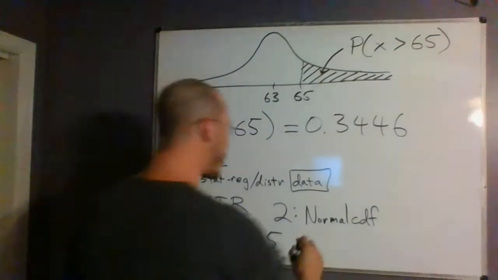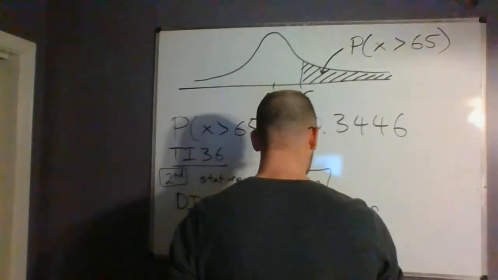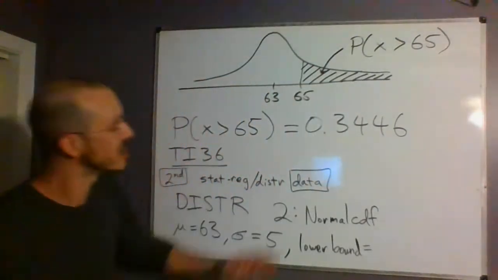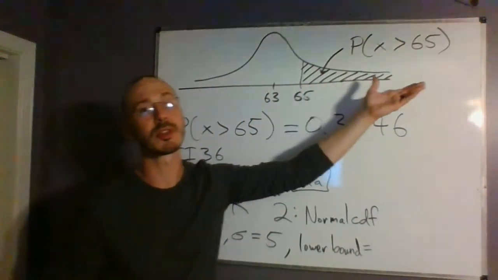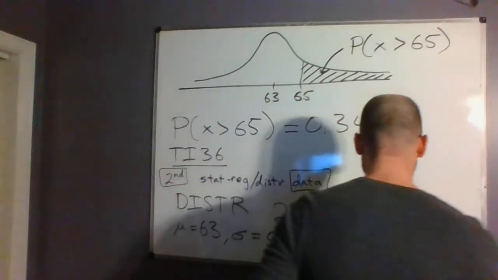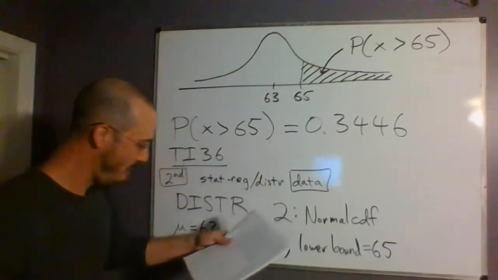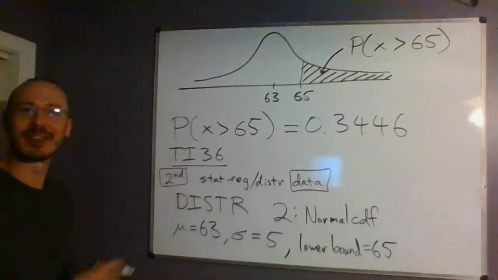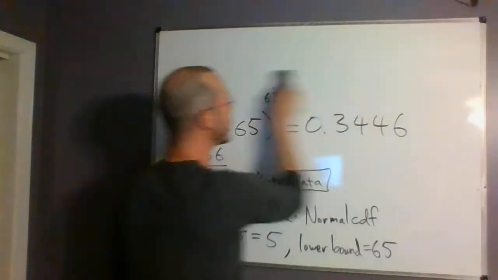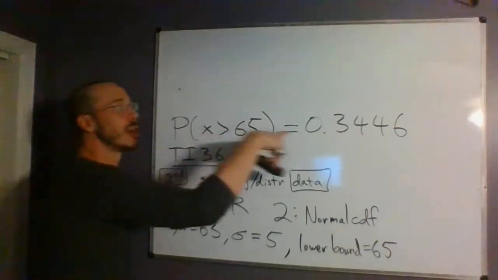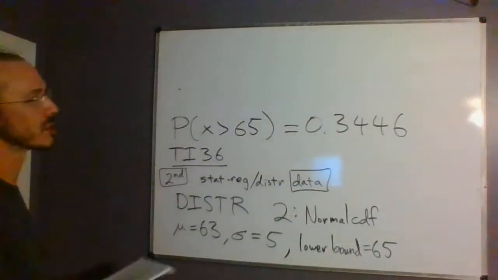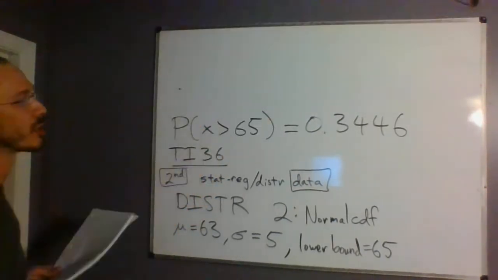And the lower bound, in this case, we're talking about the bounds for this shaded region. The lower bound is 65. I don't have space to write this, so I'm going to have to go back up to the top. We're really done with the picture. It's this thing that we're trying to evaluate, and you should get this number if you do it correctly. The area there was 34% of it, or 0.3446.